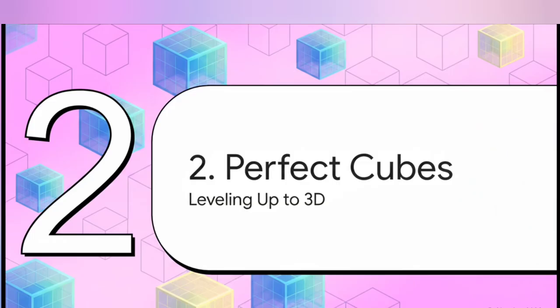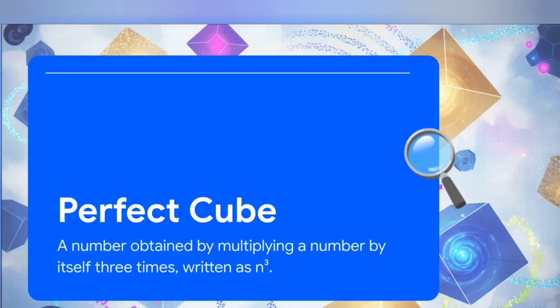Section 2. Discovering perfect cubes. Leveling up to 3D. All right, let's see how this builds into something even more robust as we cross over from flat planes into the immersive third dimension. So what exactly makes a cube perfect? Well, a perfect cube requires 3 identical dimensions: length, width, and depth.